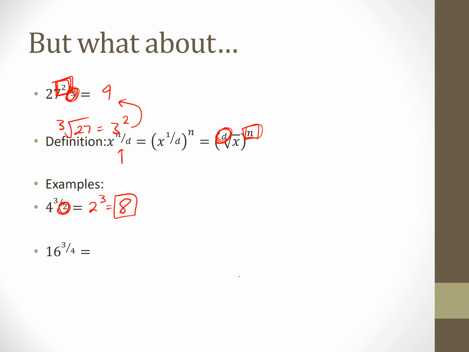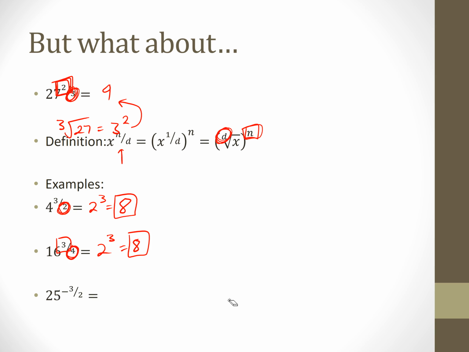Next, 16 to the 3/4. The 4 means what? The fourth root of 16. And the fourth root of 16 happens to be 2. 2 times itself 4 times is 16. But I still need to cube that 2. And 2 cubed is 8.